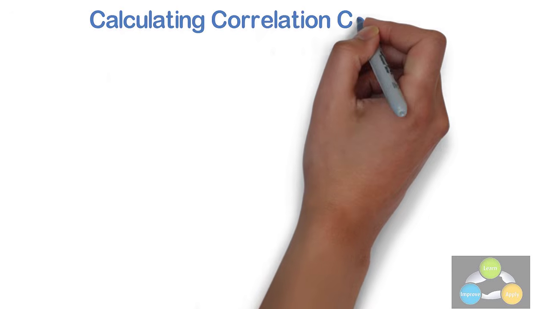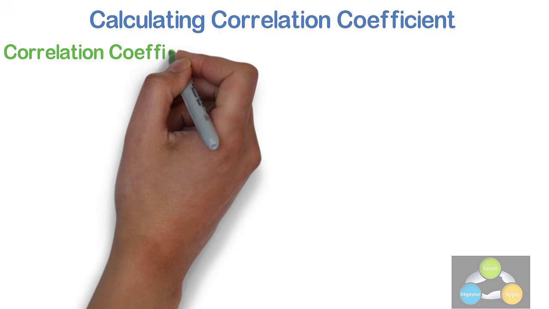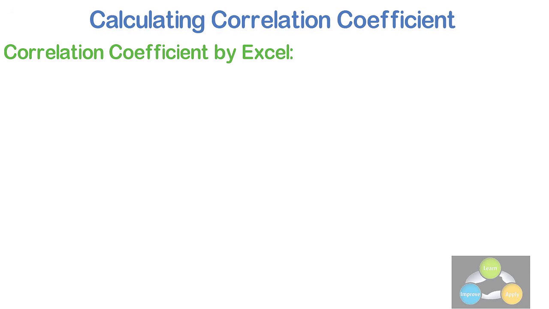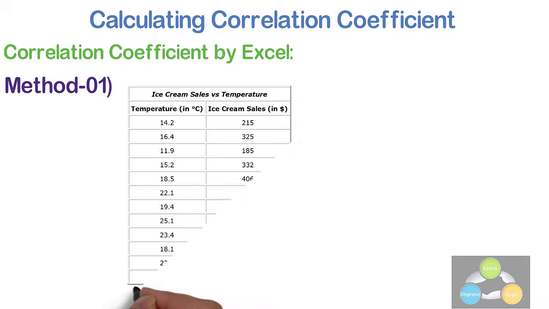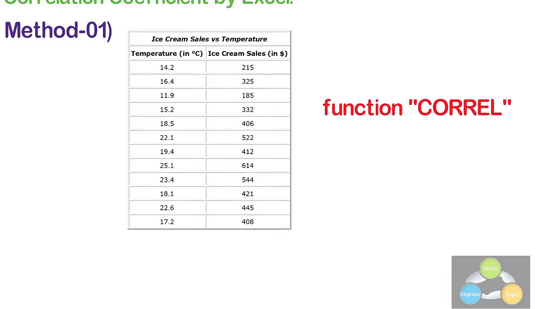Calculating correlation coefficient. This coefficient is easily calculated by using Microsoft Excel and Minitab very easily. Correlation coefficient by Excel. There are two simple methods to calculate the correlation coefficient in Excel. Method 1. Let's take an example of temperature of the day versus ice cream sale. To determine the correlation between these two variables, use a function correl.